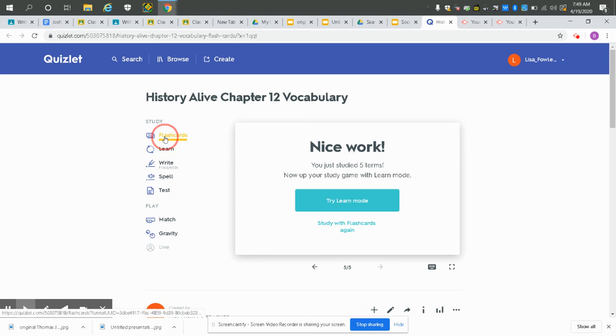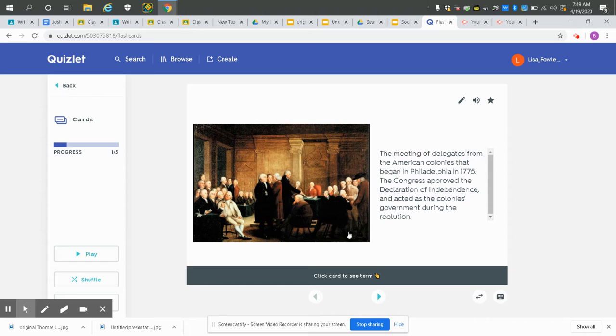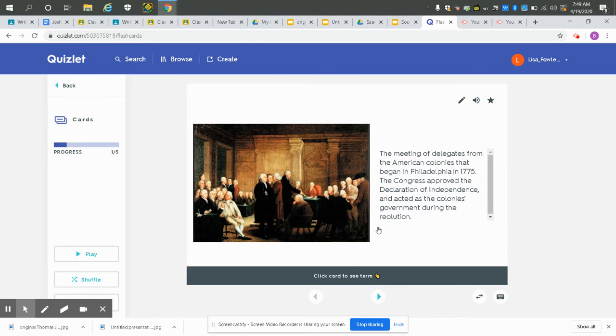The first thing that you can do on Quizlet is flashcards. You'll get a card like this. This one says Second Continental Congress. You'll click it and it'll flip over, and it will have the definition on the back: the meeting of delegates from the American colonies that began in Philadelphia in 1775. The Congress approved the Declaration of Independence and acted as the colony's government during the Revolution. This says revolution. I'm going to have to fix that.